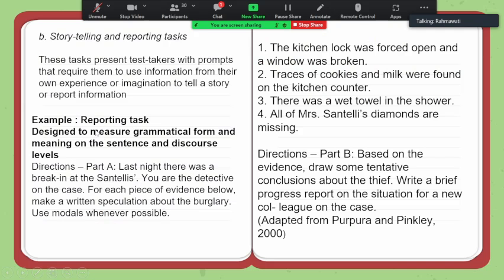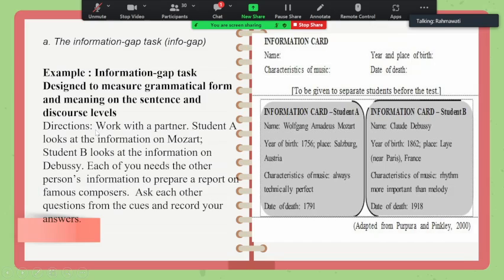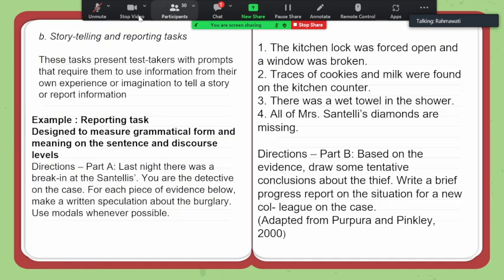The next part is storytelling and reporting tasks. The task presents test takers with prompts that require them to use information from their own experience or imagination to tell a story or report information. Report task is designed to measure grammatical form and meaning on the sentence and discourse levels.